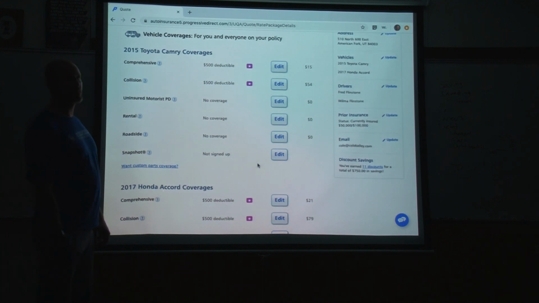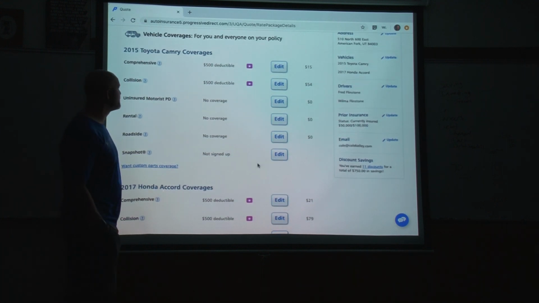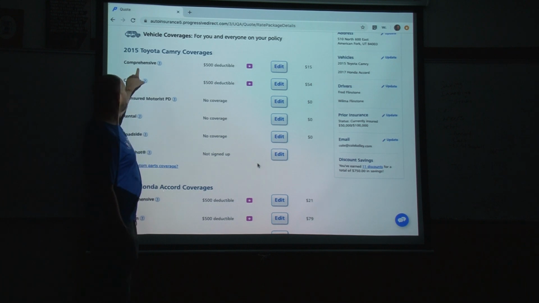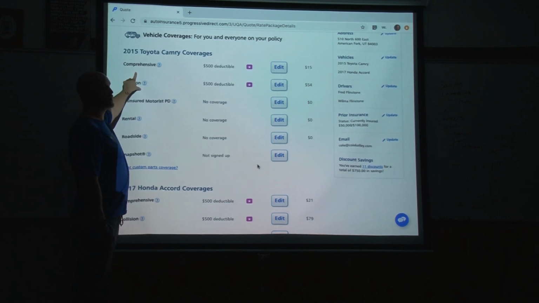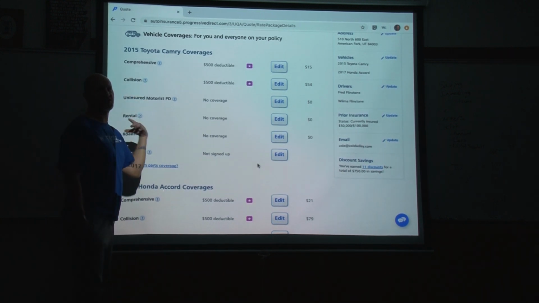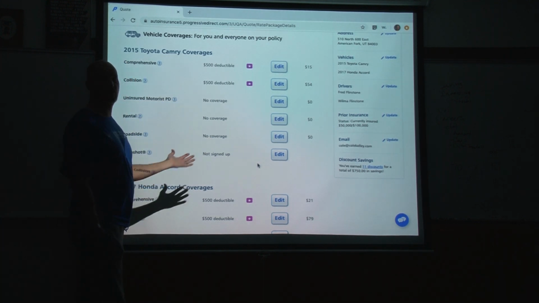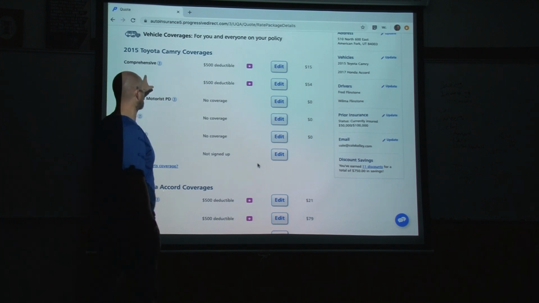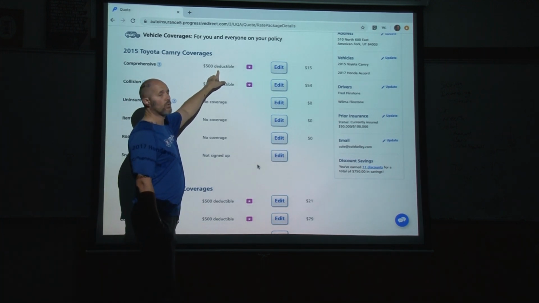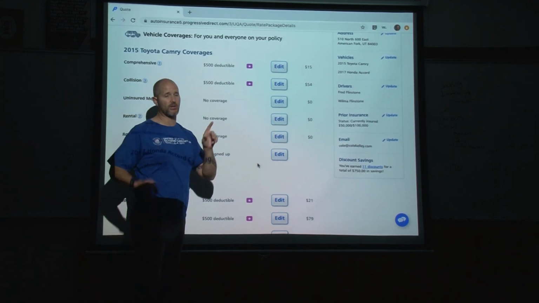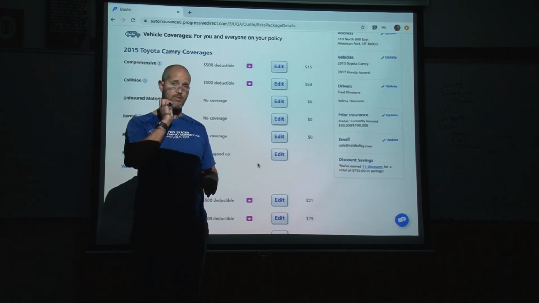Okay, so now we're looking at each vehicle, okay? And so on the Camry, comprehensive coverage, you've probably seen the commercials where a tree falls down on a car. Okay, if a tree falls down on a car, that's comprehensive coverage. It's going to cover it, okay? We have a $500 deductible. Now, we talked about what a deductible is on the policy.